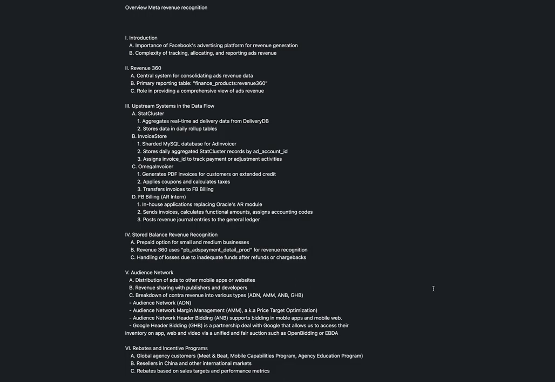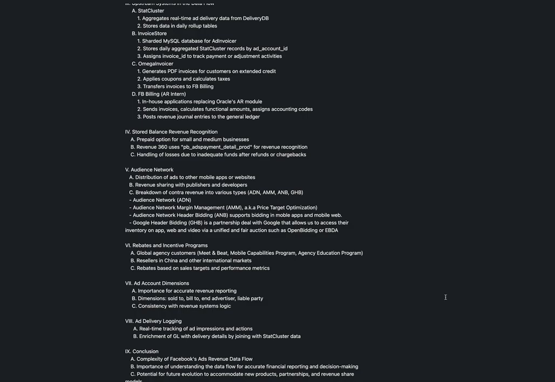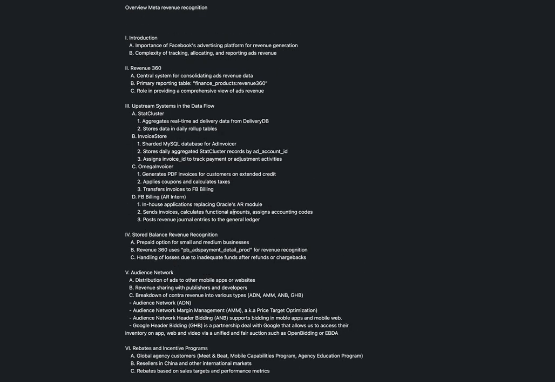So there are a couple of main systems that are upstream to this. That's the Start cluster, the Invoice Store, the Omega Invoicer, and the FB billing tool. I think it was previously called AR Intern, but I always hear it being called FB billing these days. On the Start cluster, what it does is basically aggregate real-time ad delivery data from DeliveryDB. So whenever someone has clicked on something, we are able to get that, and that falls in some of the programs that I discuss a bit later.